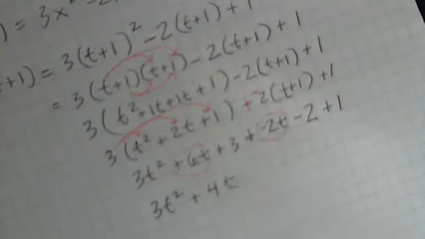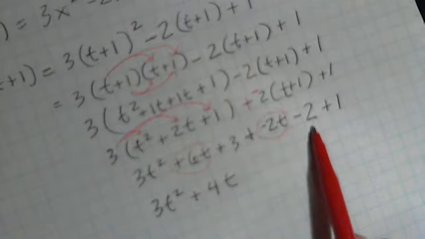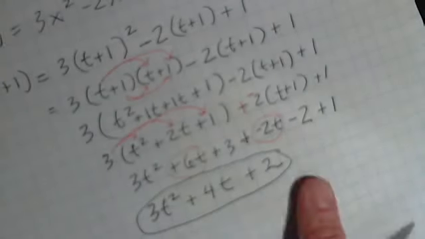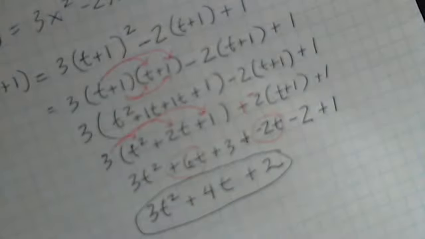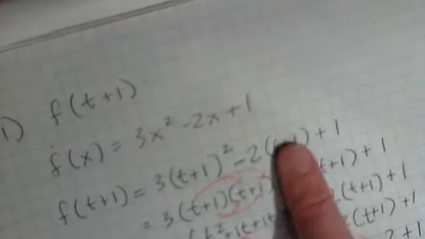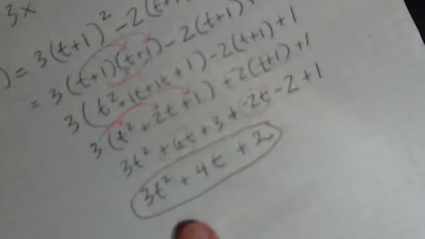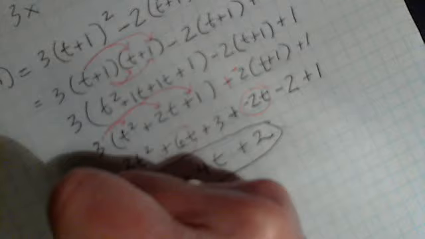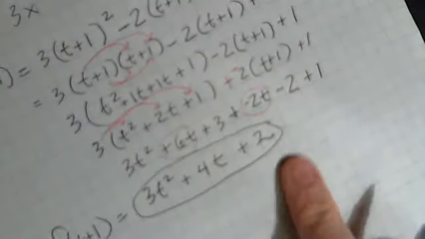And last but not least, we've got a 3 minus 2, which is 1, plus 1, which is 2. So 3t squared plus 4t plus 2. And that is as simple as it gets. There's no more like terms that we can combine. So what did we do? We input t plus 1 into the function, multiplied it all the way out and simplified, and ended up with the function of t plus 1 is equal to this polynomial.